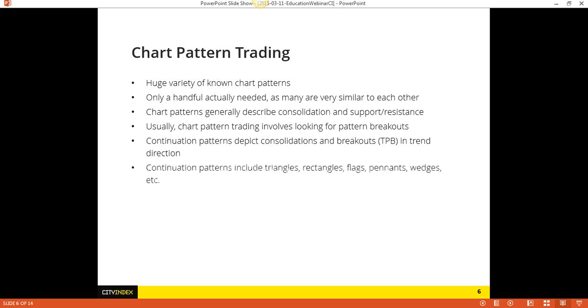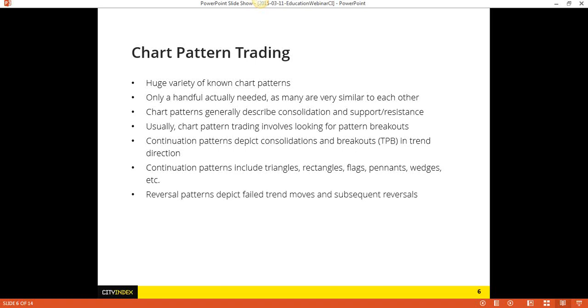Continuation patterns include triangles, rectangles, flags, pennants, wedges, okay? These are all continuation patterns. As far as I'm concerned, they're pretty much the same thing. I'm going to show you all of them, but it's the same story that they're telling. First, you have a trend, then you have consolidation, then you have a breakout in the direction of the trend once again. Reversal patterns, on the other hand, depict failed trend moves and subsequent reversals.